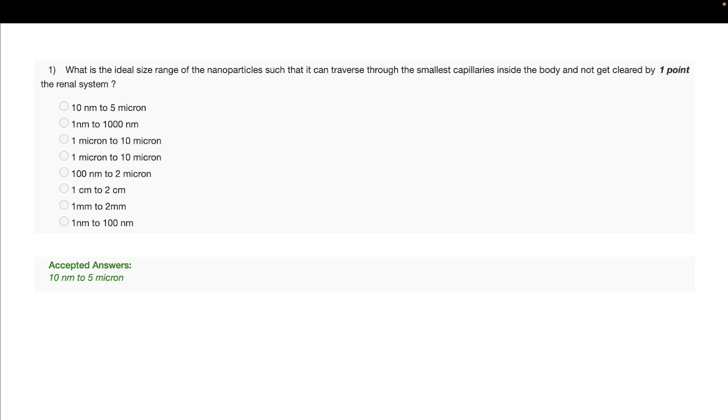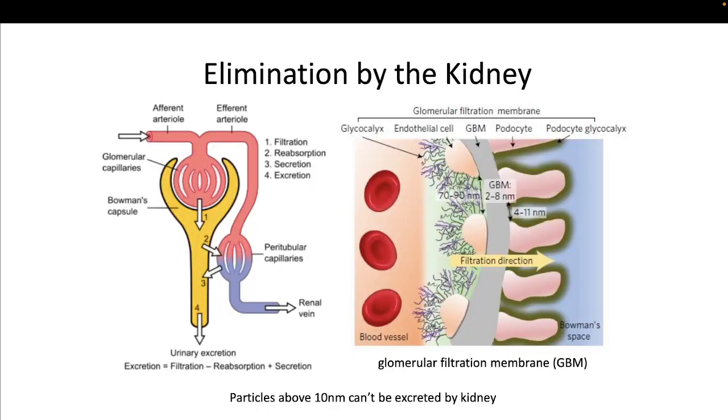So the nanoparticle should easily travel through the smallest capillaries inside the body and not get cleared by the renal system. In some of our first discussions, if you remember, this is how the kidney clears the drugs in the body. If you have particles between 4 and 11 nanometer, they can easily be cleared out by the kidney, so they won't remain in the blood any longer. So if your particles are below 10 nanometer, they can easily be cleared.